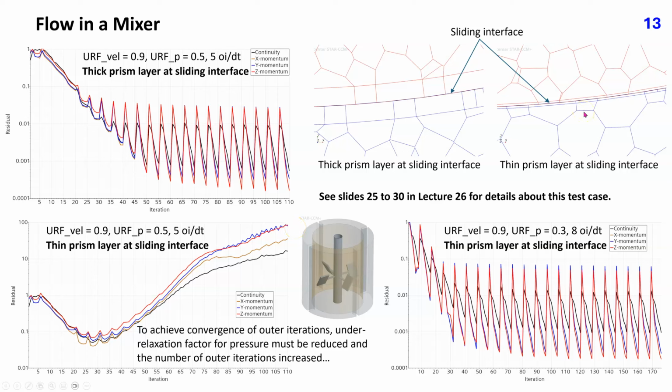To achieve convergence of outer iterations on the grid with thin prism layers along the sliding interface, the under-relaxation factor for pressure must be reduced and the number of outer iterations increased from 5 to 8 to achieve the same level of residuals as in this plot.